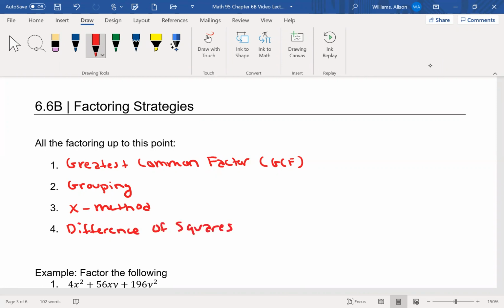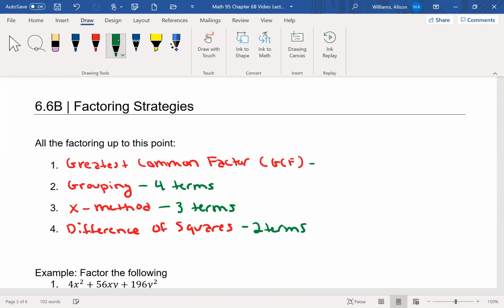So when we are factoring by grouping, we have to have at least 4 terms. And if we're doing the X method, that means we're factoring a trinomial, which is 3 terms. And with difference of squares, it had to be 2 terms. And the only one that doesn't have a requirement of how many terms is the greatest common factor.